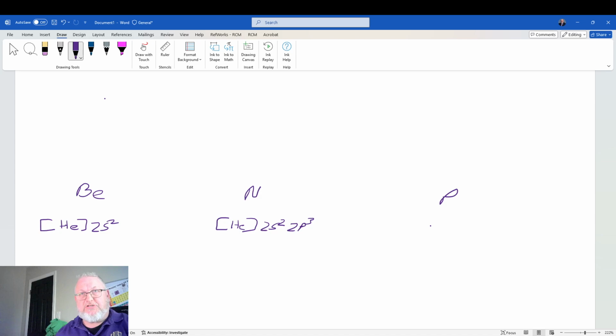Now, phosphorus is one down from nitrogen, so I go up from phosphorus, and then I get neon. So that's a little different. I get the neon noble gas configuration. Now I'm going to go down and get the rest of my phosphorus. So it'll be 3s2, 3p3. So that's shorthand configuration. We should be able to do that.